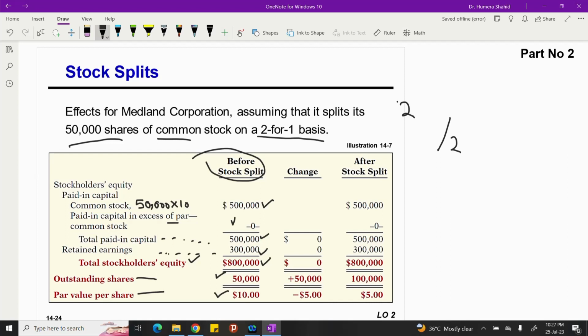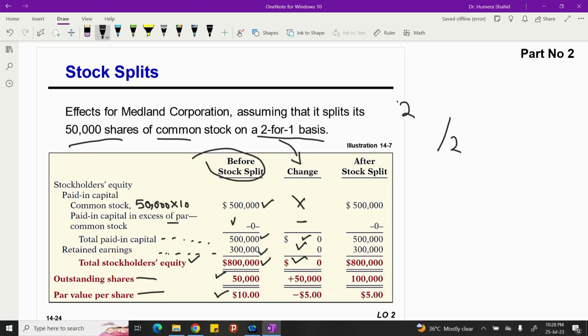Then the company announces a 2-for-1 stock split. So let's see the change only. Common stock is not going to change. Why is it not going to change? I'll describe it to you at the end of this column. There will be no paid-in capital in excess of par. Total paid-in capital will not change. Retained earnings will not change. There will be no change in the stockholders' equity.